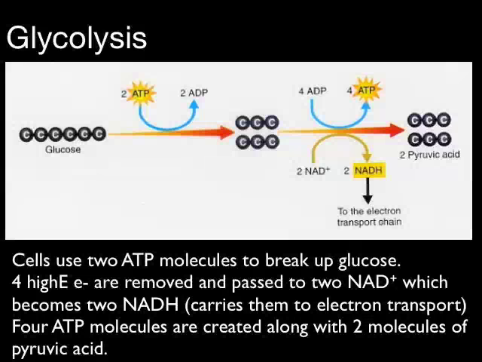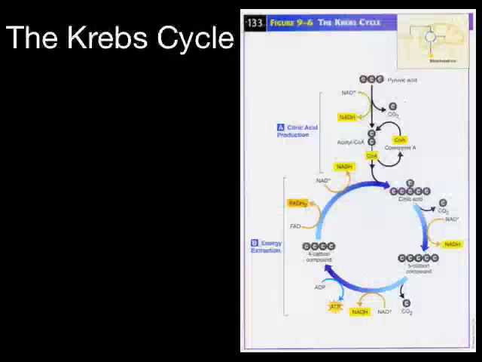Now, this may remind you of the NADPH in photosynthesis. It's kind of the same idea. It's a special carrier of high-energy electrons. The 4 ATP molecules are created along with 2 molecules of something called pyruvic acid.